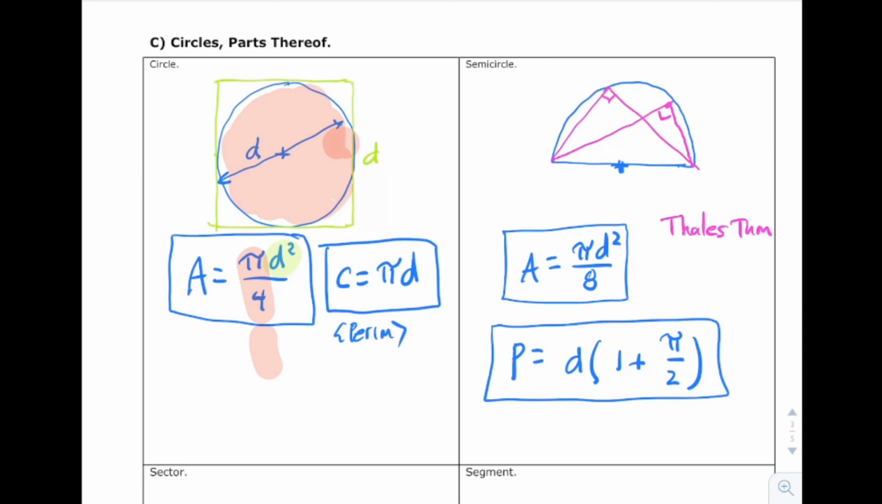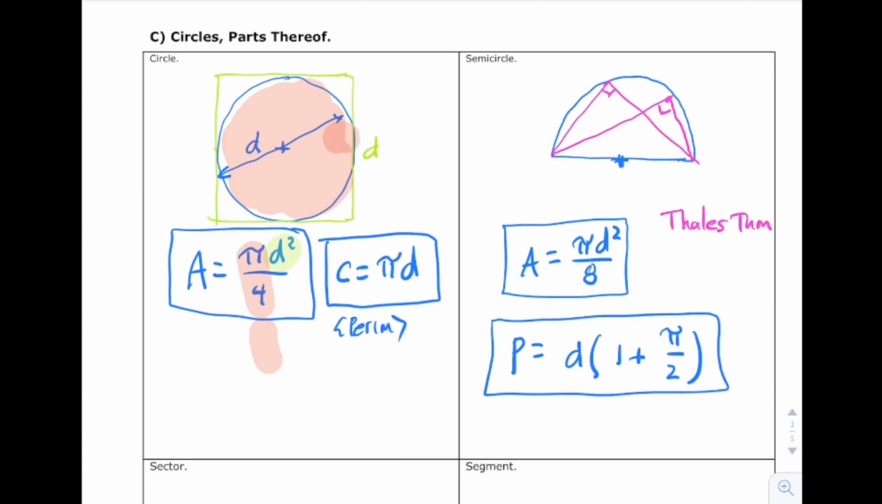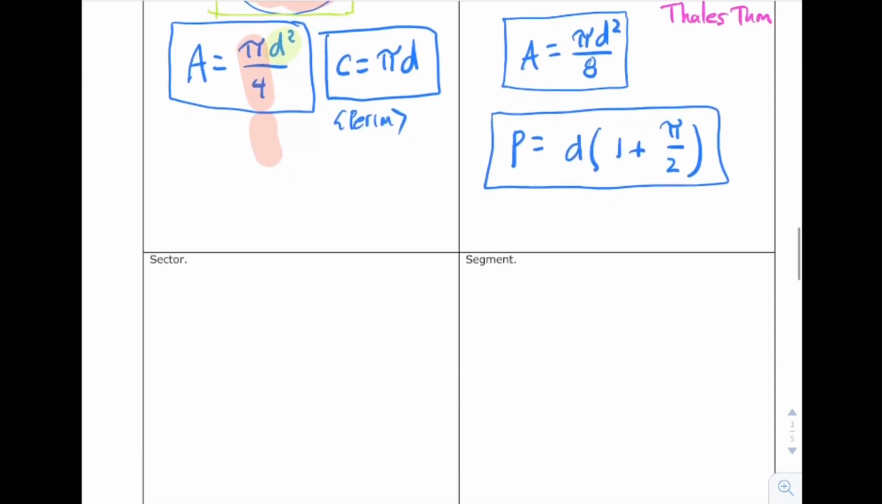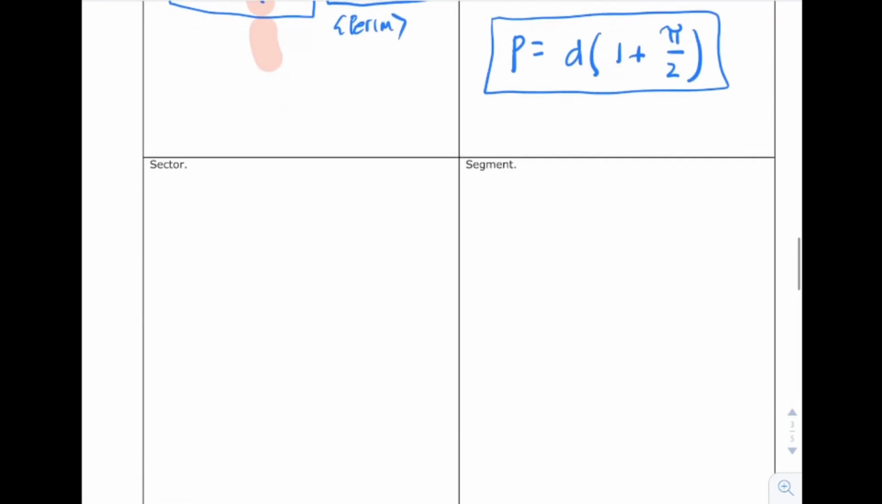Any triangle where the hypotenuse is the diameter here. Use this as your hypotenuse. Just connect to any point on the circle. You're going to have yourself a nice right triangle. So that's pretty cool. That may come in handy at some point. Sector. What's a sector? A sector is like a pizza slice.